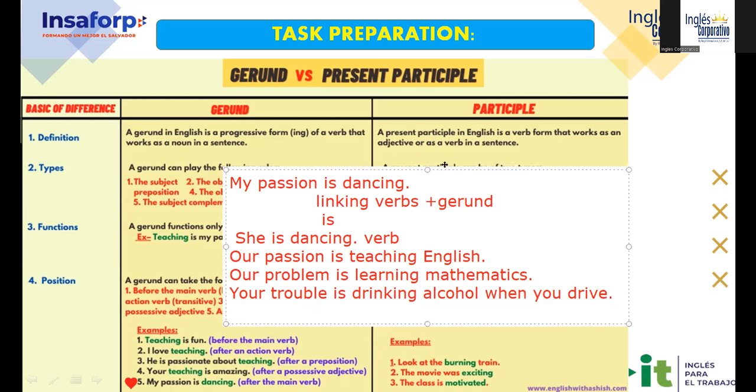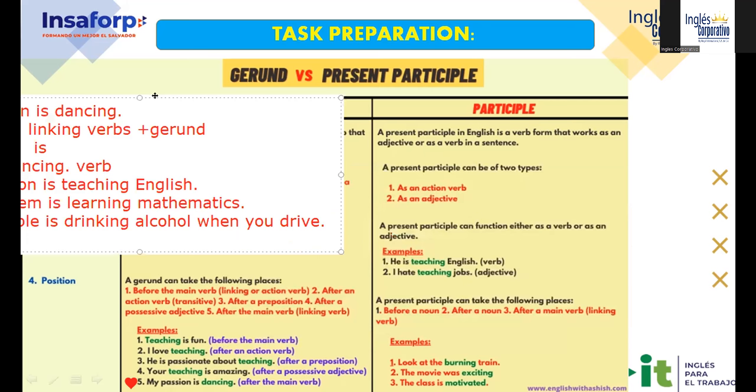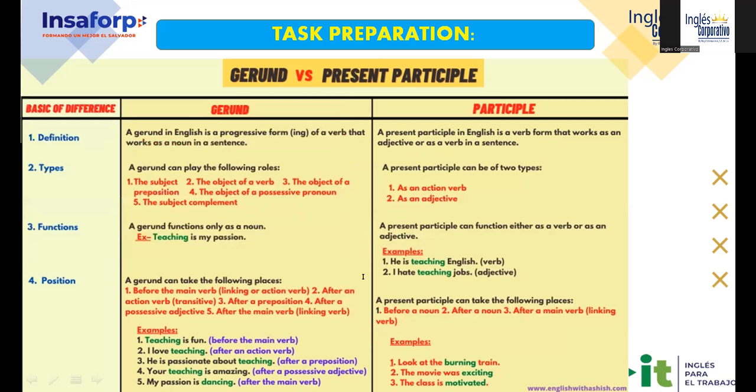Okay, so now let's continue on with this part with the side. We have positions for participles too. So we studied the gerunds. Now let's look at the positions for participles. Look at the burning train.